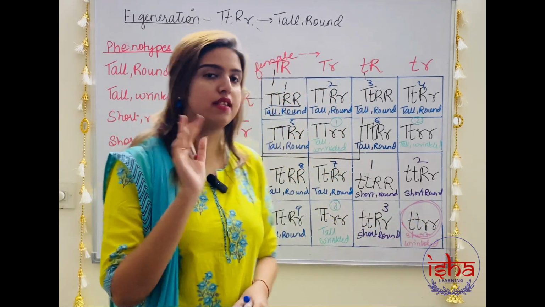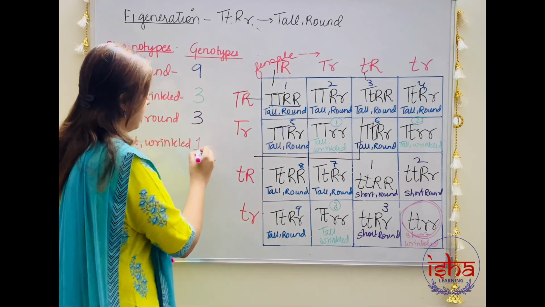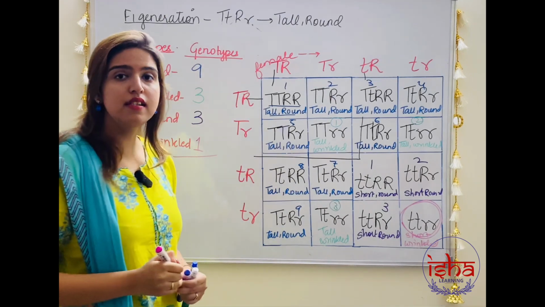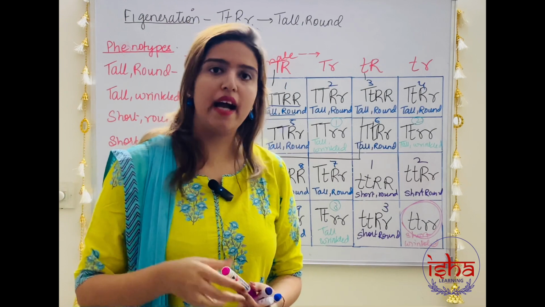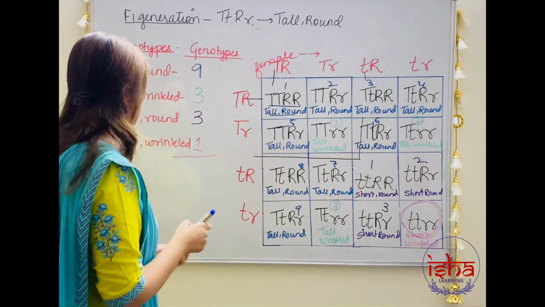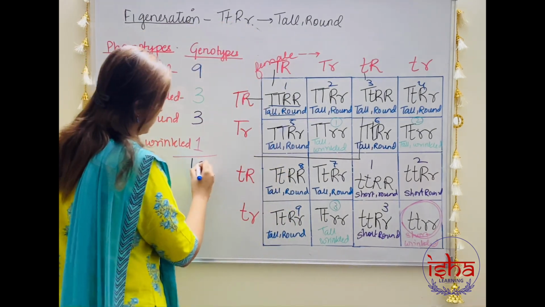Only one of this type. So 1. Now, how do I verify if my results are correct or not? I'm just going to add this up. And what should I get? I should get 16. Why? Because I had 16 plants.